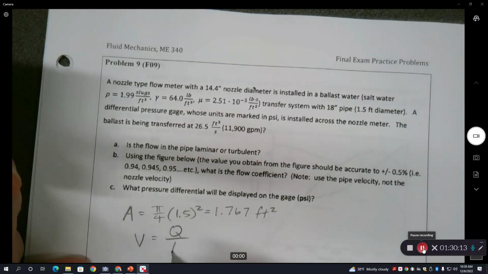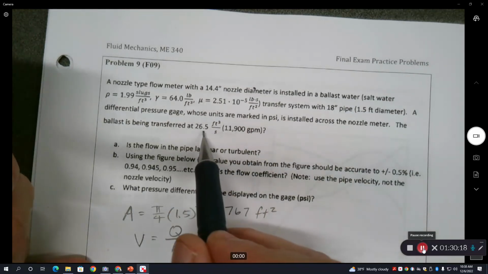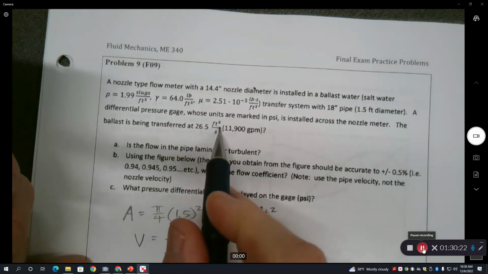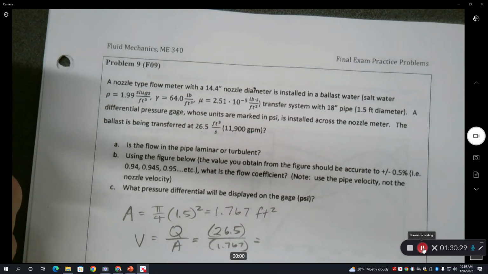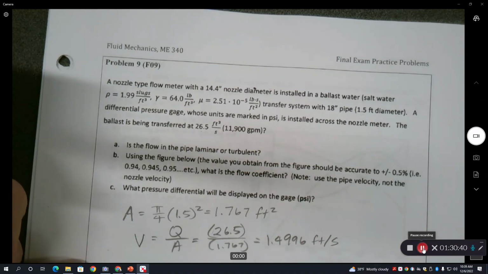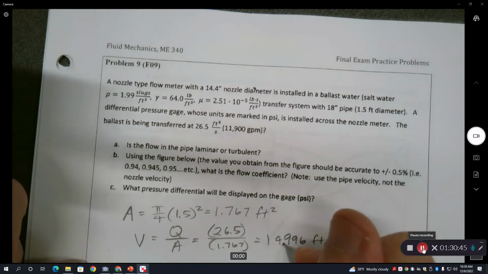So we want the velocity. We take Q divided by A, and we got 26.5 cubic feet per second. So it's 1.4996. Okay, 1.5. That's enough. Probably what it is. Well, no, maybe I did that, but sorry. Decimal place off. 15.